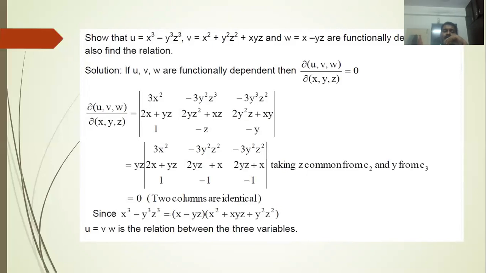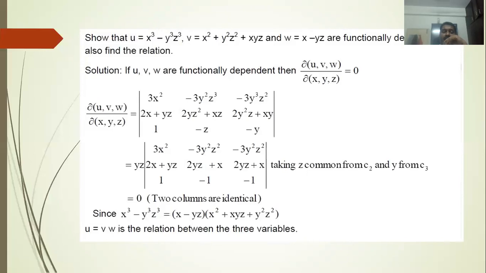Similarly, what is dou v by dou x? 2x plus yz. And dou v by dou y is 2yz square plus xz. And dou v by dou z equals 2y square z plus xy. Similarly, what is dou w by dou x? 1. And dou w by dou y equals minus z. And dou w by dou z equals minus y. Now use determinant algebra and take out the common terms and simplify, right? Then we see that virtually two columns are identical here. So the determinant vanishes. So they are functionally dependent.